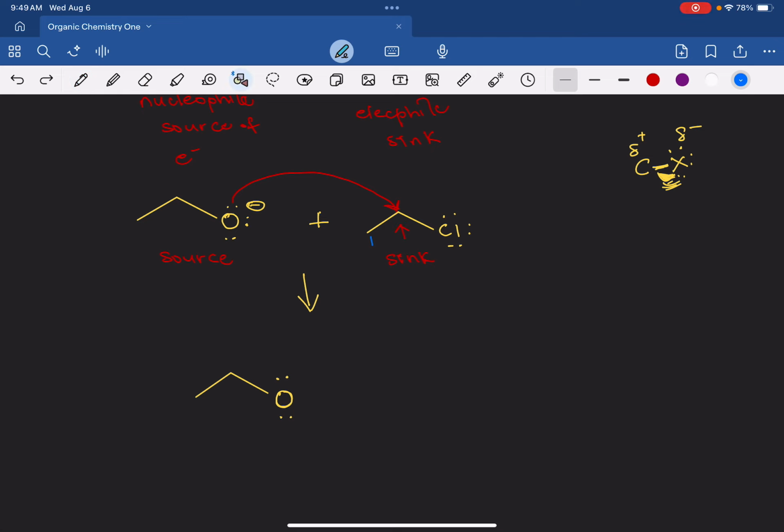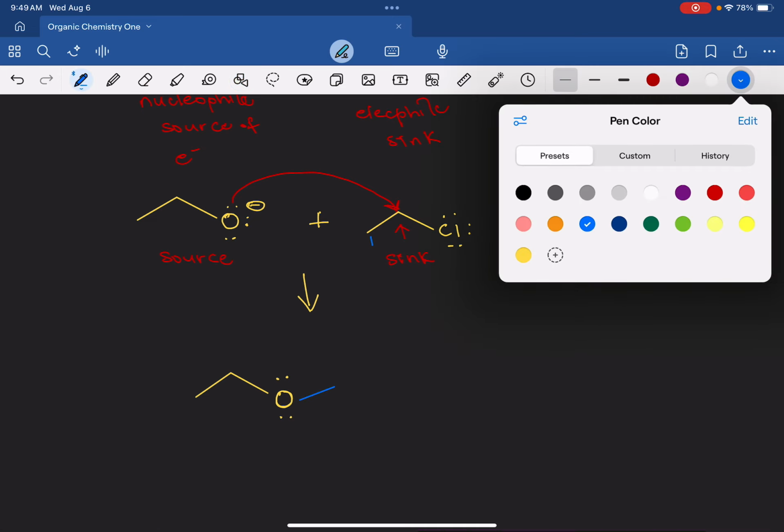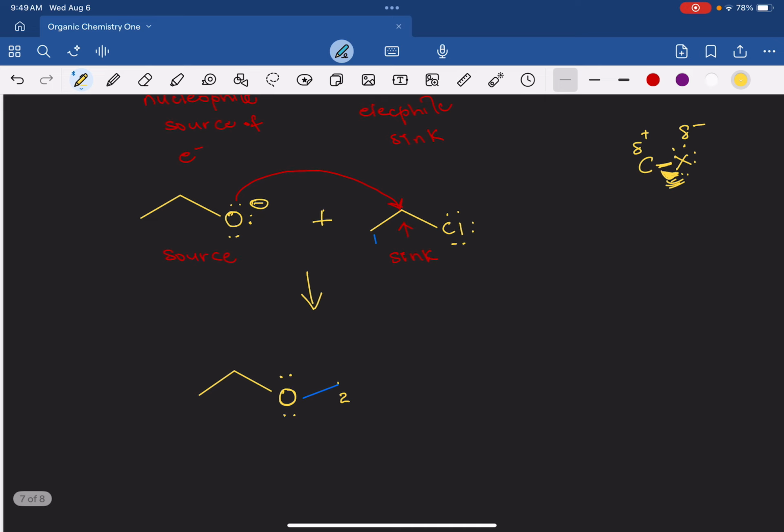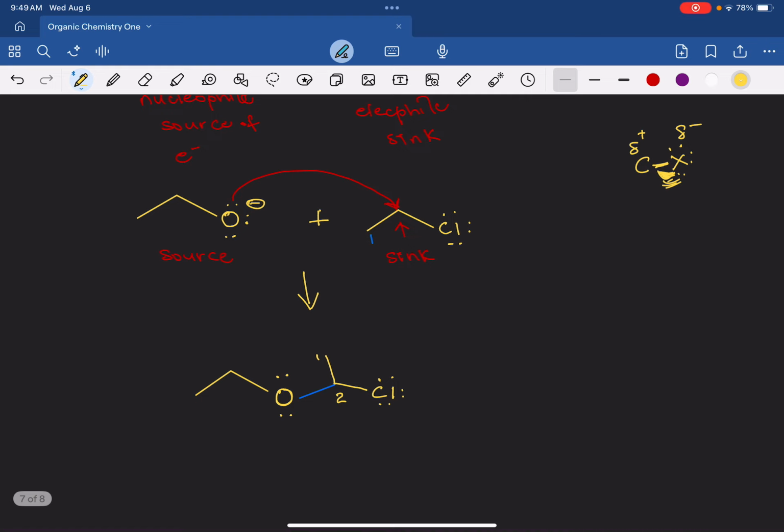Let's draw my new bond. That's my new bond. I'm making it blue, right? So that right there is carbon number 2. Carbon 2 has carbon 1 on it, right? And it's also bonded to my Cl, right? Question for you. And if you have forgotten this, I need you to go back to line angle.